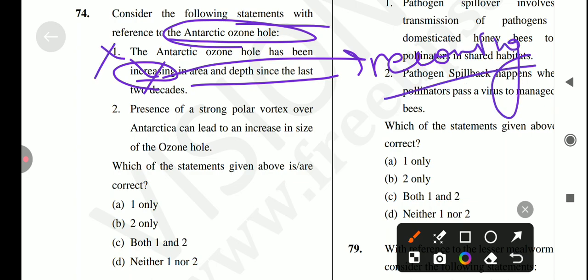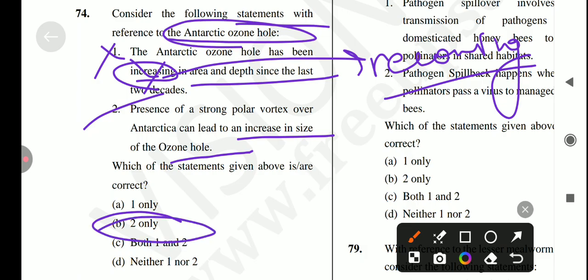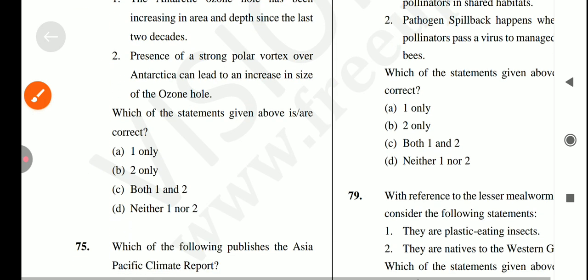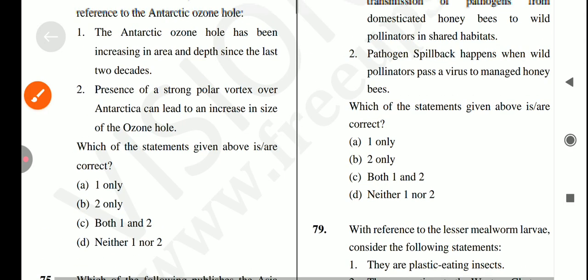Next, the presence of a strong polar vortex over Antarctica can lead to an increase in the ozone hole. Is it true? Yes, it's a correct statement. So the answer for this question is option B. Only 2 is the correct answer. Let's come to the next question.